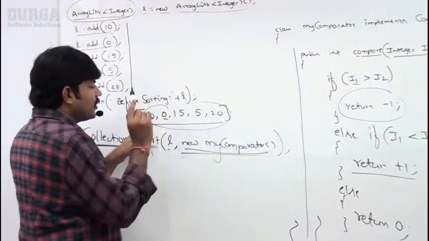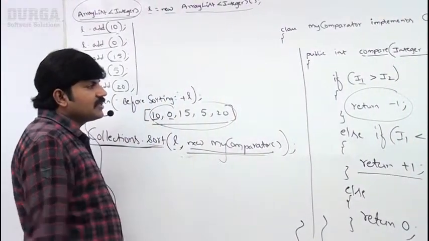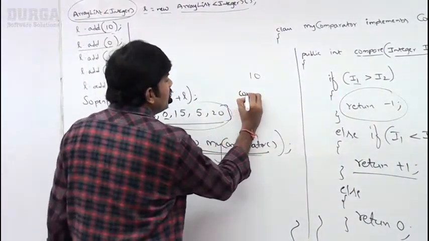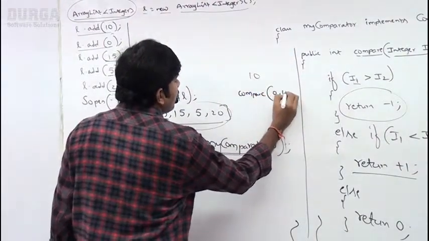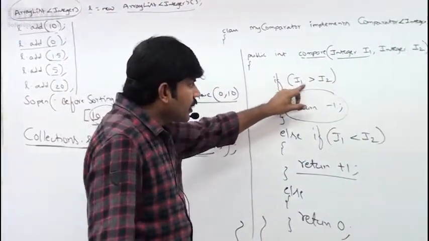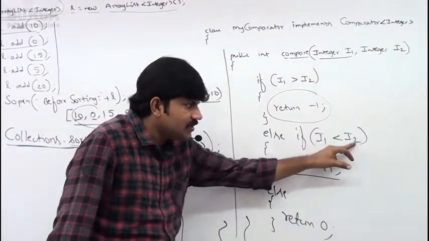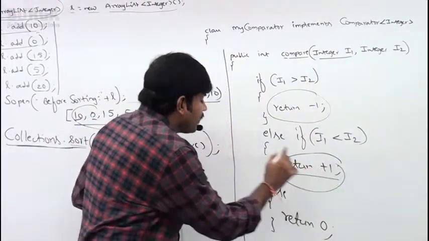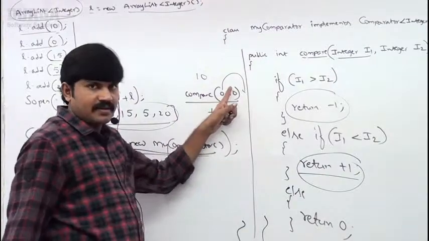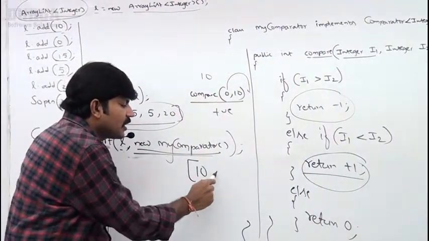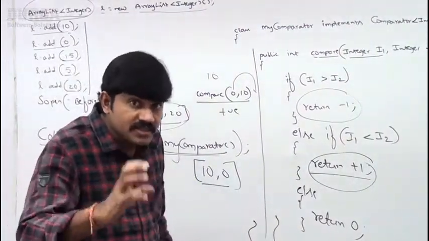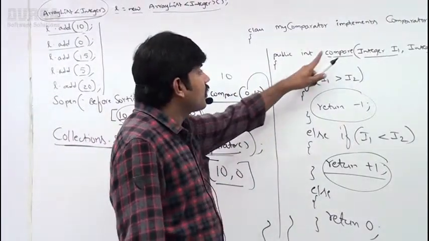Assume 10 comma 0. Which element is already inserted? 10. Which element are we trying to insert? 0. Now the JVM calls compare(0, 10). Is 0 greater than 10? No. Is 0 less than 10? Satisfied, so it returns +1, positive. Positive means 0 should be placed after 10, so 10 is followed by 0. Is it descending order? Yes. So while saving objects, the JVM always calls the compare method.